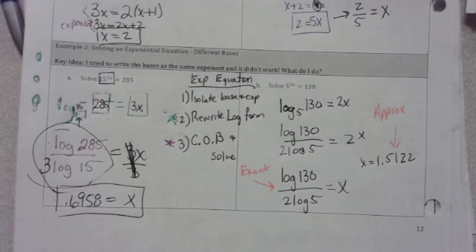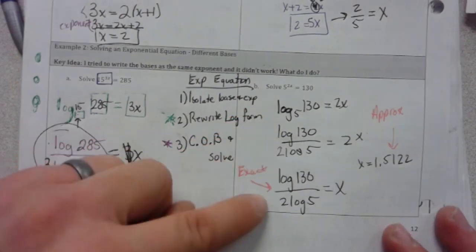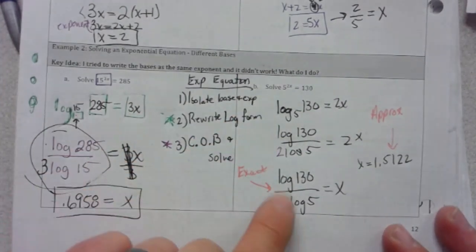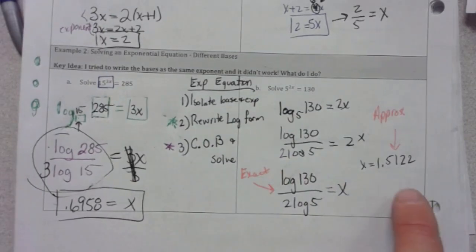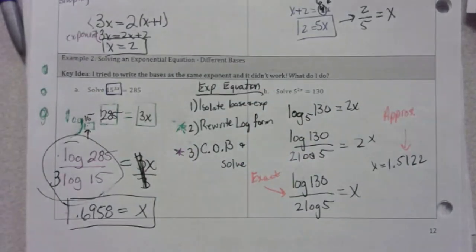Notice if I just did it this way, I didn't even need a calculator. The whole thing for the calculator is just plugging that in to get a random decimal. Okay, let me show you. Why don't you walk up here and show me how you did it then?